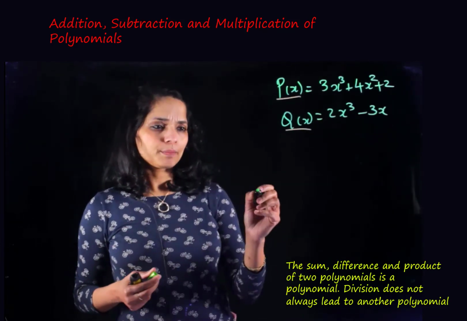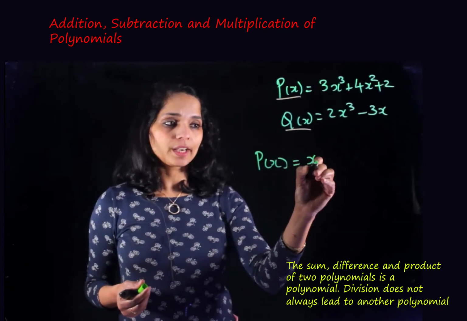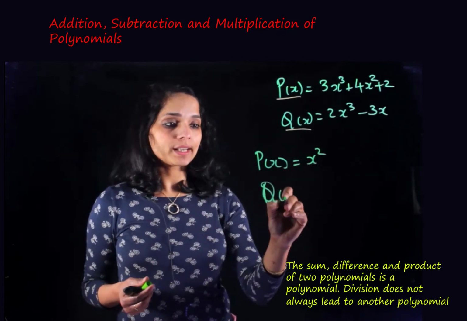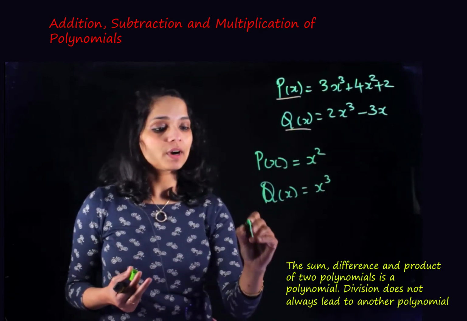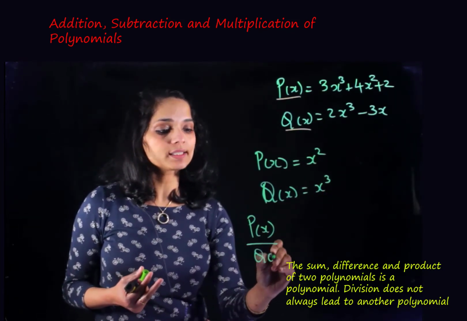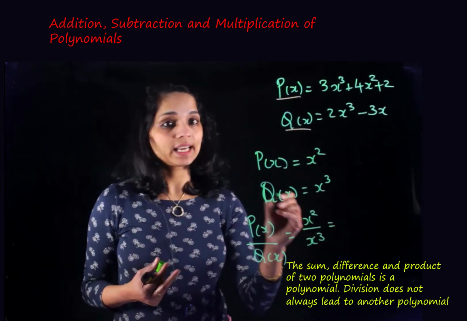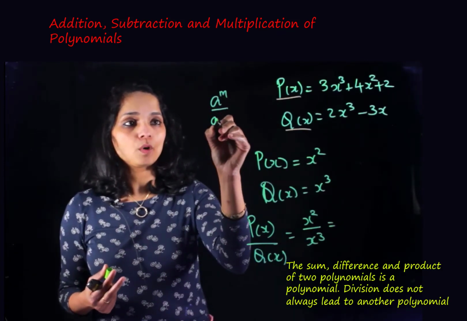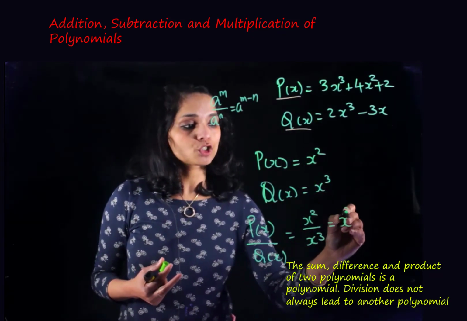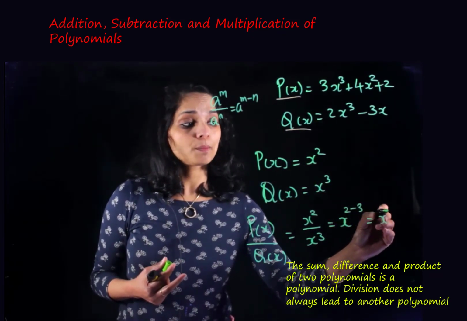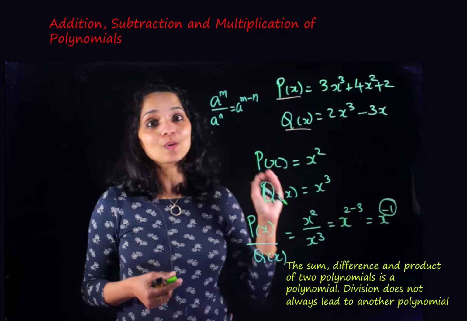So for example, if p(x) is x² and q(x) equals x³, these are of course two polynomials. If I'm dividing p(x) by q(x), what I get is x² over x³, which we get using the index rule: a to the power m divided by a to the power n equals a to the power m minus n. So this is x to the power 2 minus 3, which is x to the power minus 1. When the index of the variable is minus 1, that's not a polynomial.